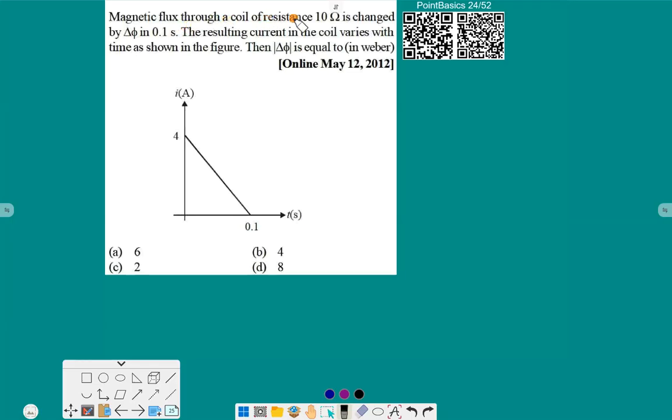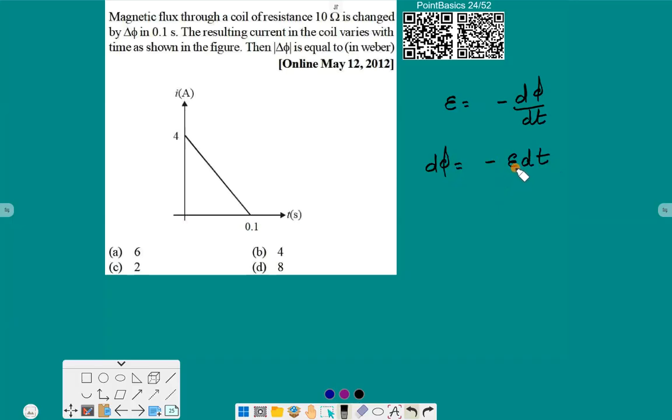Magnetic flux through a coil of resistance 10 ohm is changed by delta phi in 0.1 second. The resulting current in the coil varies with time as in the graph shown. We have to find the flux, and we have already solved this type of question. As we know, induced EMF is given by minus d phi by dt, and as we don't have magnetic field and area here, we cannot calculate flux directly. What we do here is calculate that d phi is equal to minus E into dt.